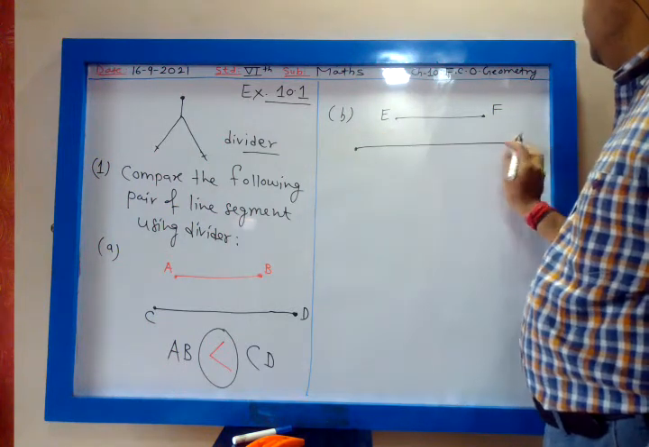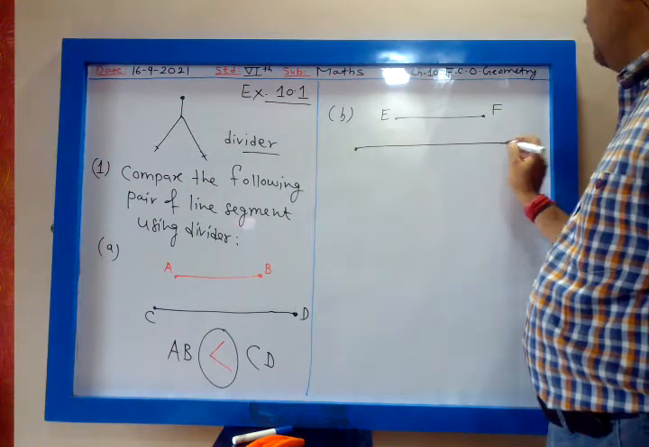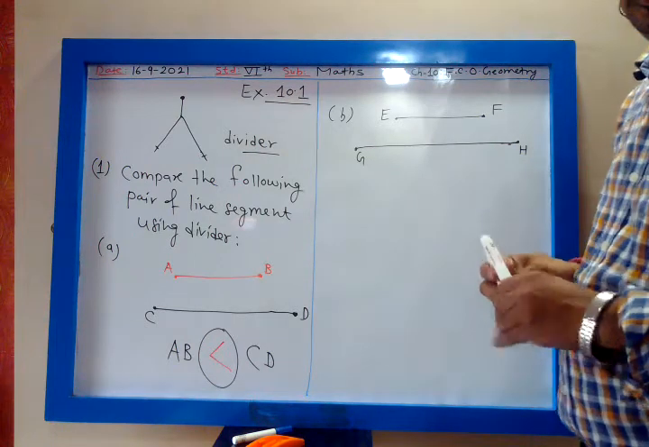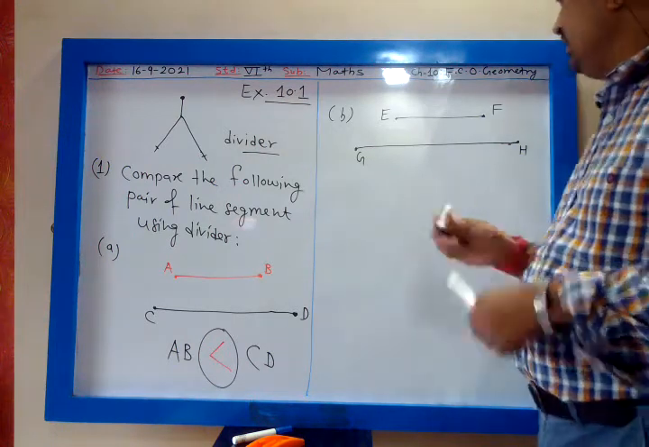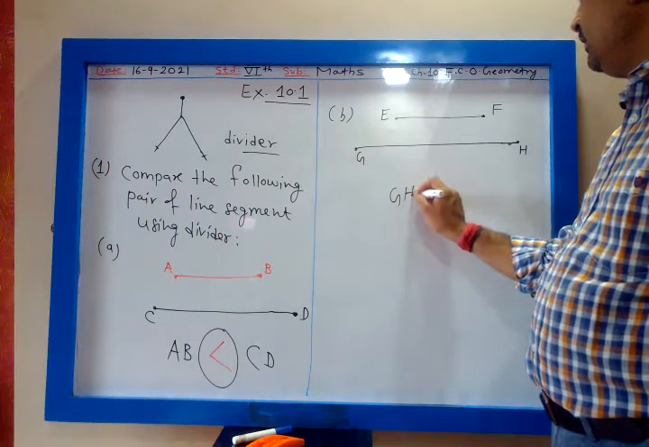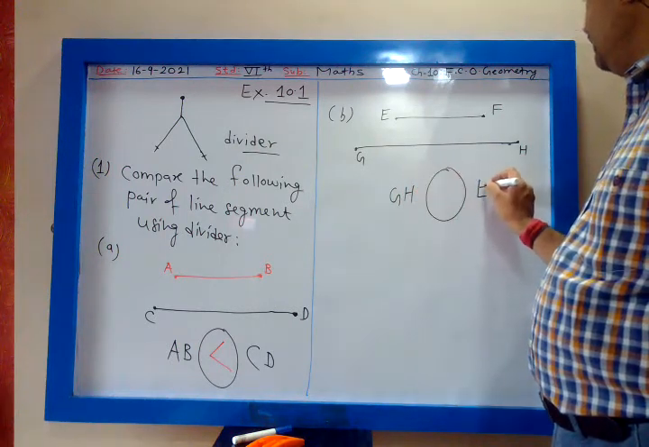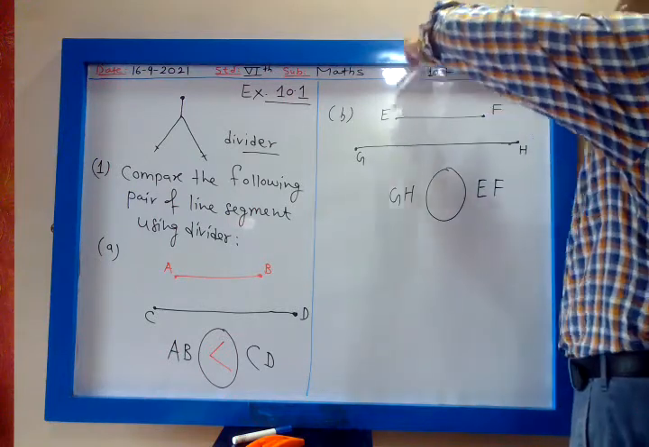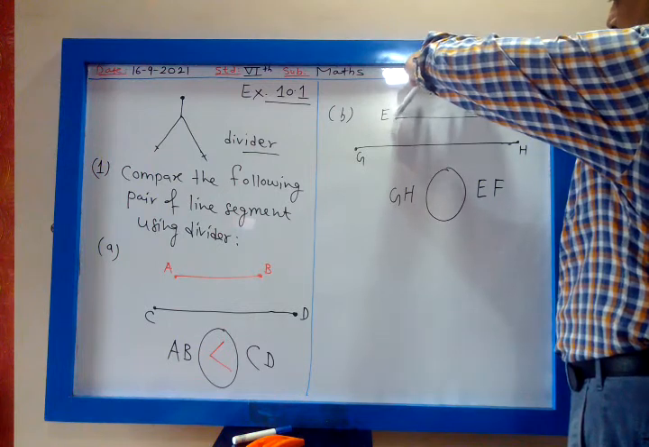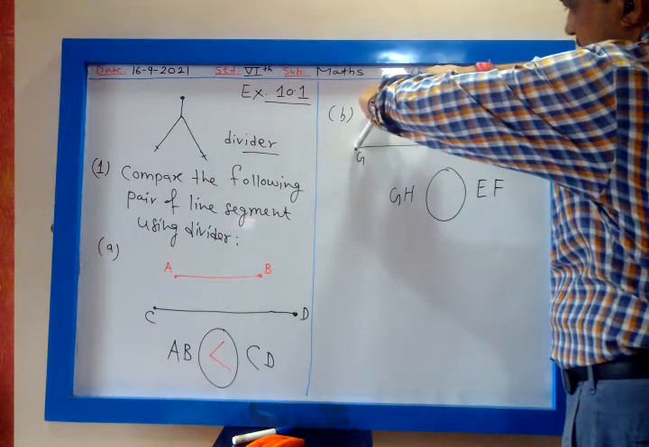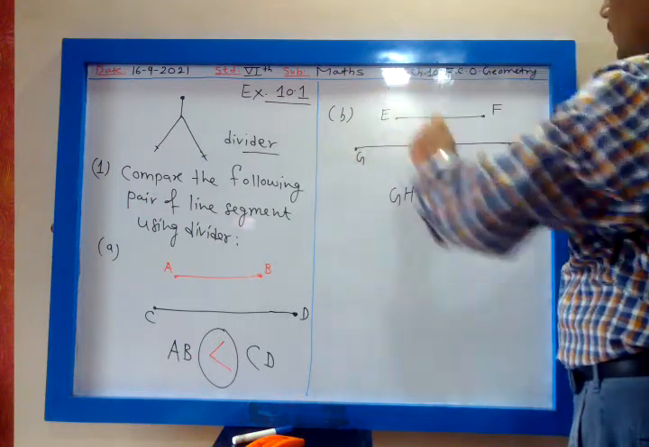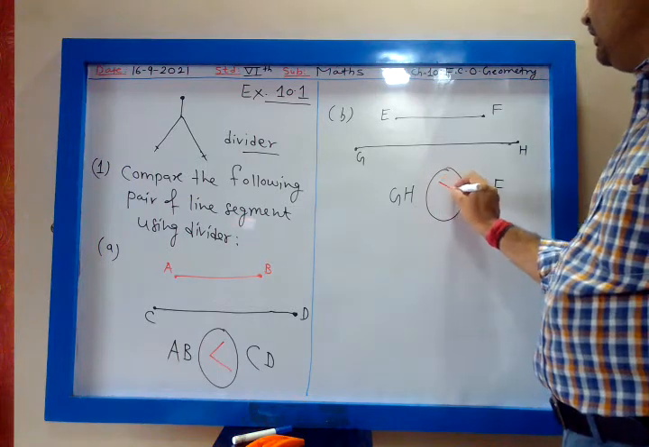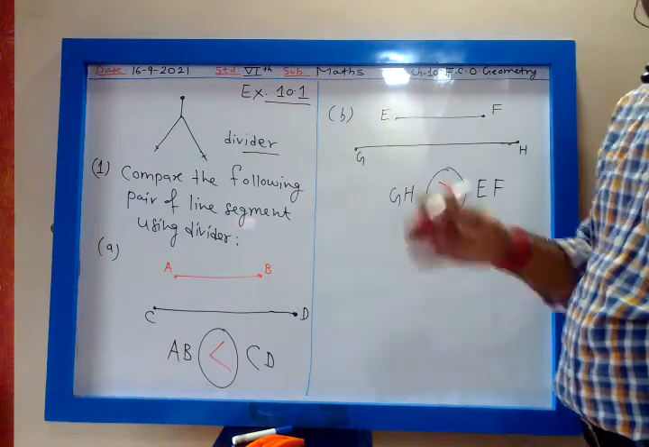EF and GH, all are line segments. Now you are given GH. Then you have to write EF. Now which length will be bigger? Using the divider, you have to keep the divider tip at this point and measure this. This is EF. Keep the divider tip at this point and extend this. Now which is bigger? GH is bigger. So you will write GH greater than EF. Opening will be this side.